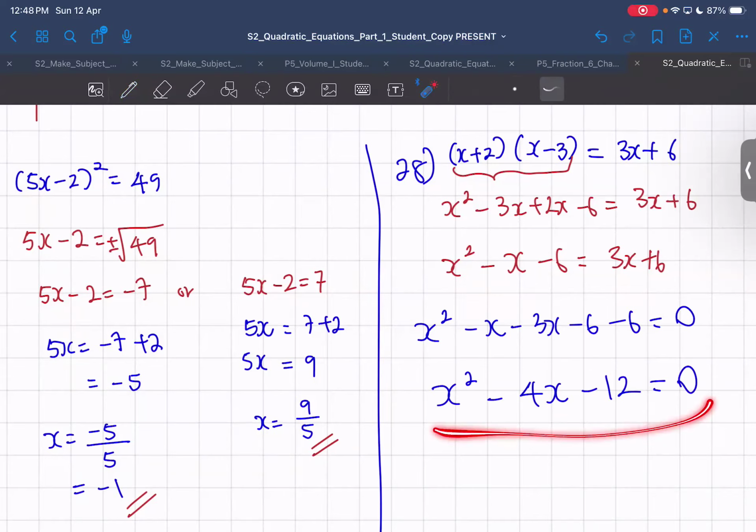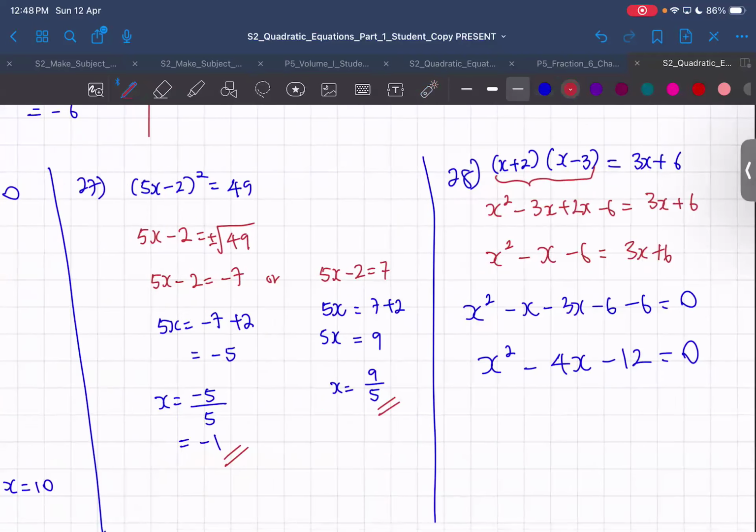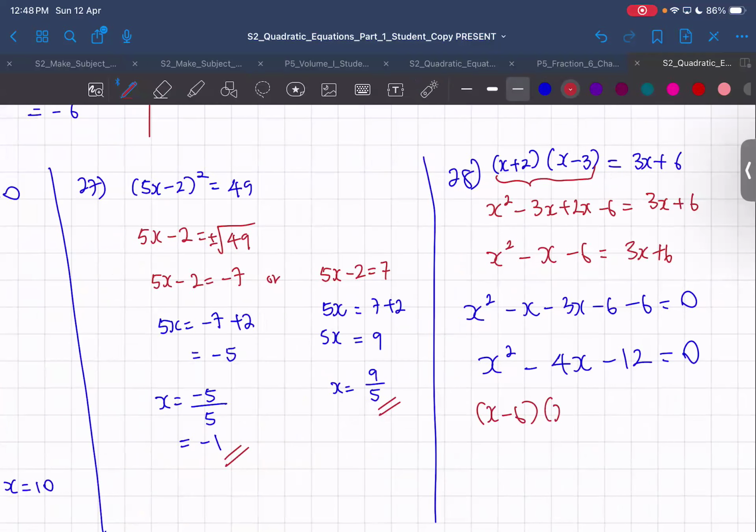So from this step onwards, you all should be able to do, because this is a what? Quadratic. So you can use your calculator to find the factors. Okay, so x minus 6 equals 0, or x plus 2 equals 0.